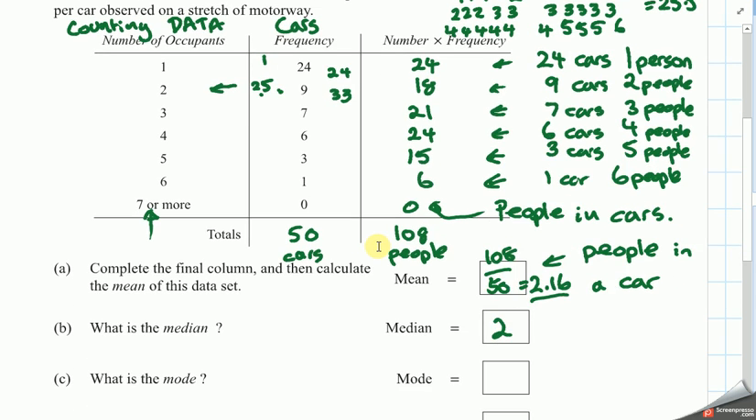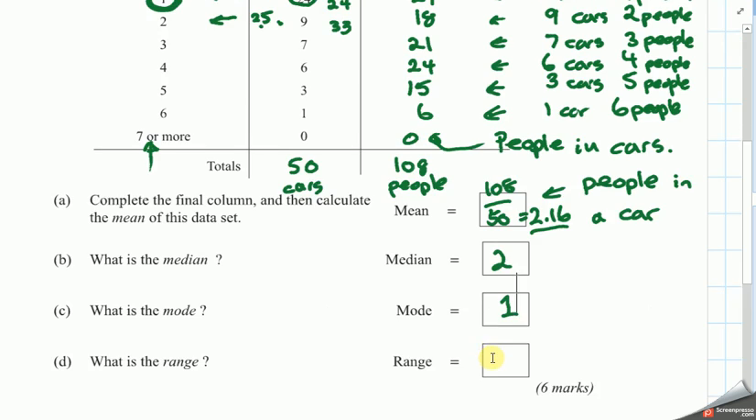Scroll down, most common. The most common refers to the greatest frequency, or the greatest number of cars, and how many people are in them. So what's the greatest number of cars, and what did the car look like in terms of our data? People keep forgetting to come back to the data column. So we need to read off the data column, not the frequency. The frequency says this is the most number of cars.